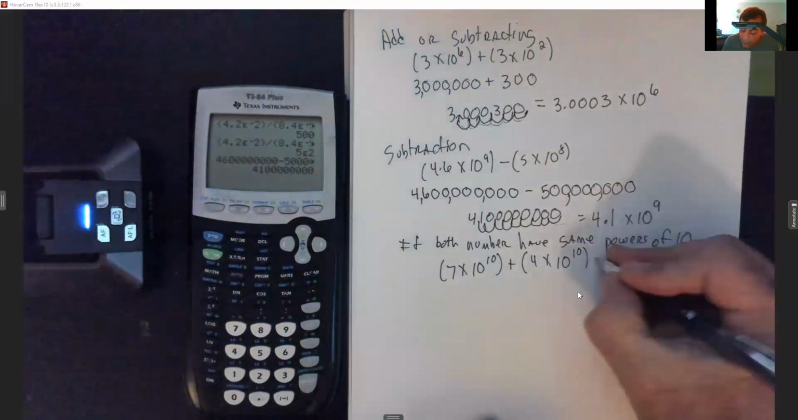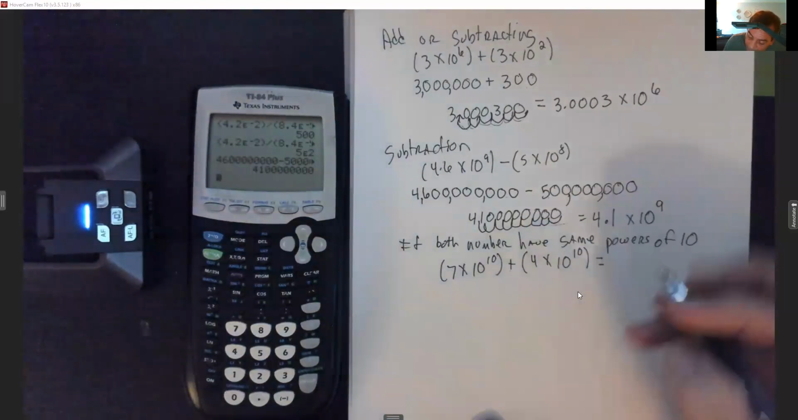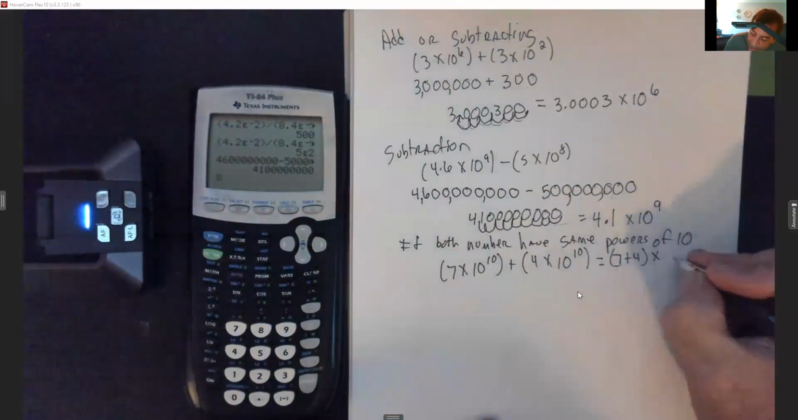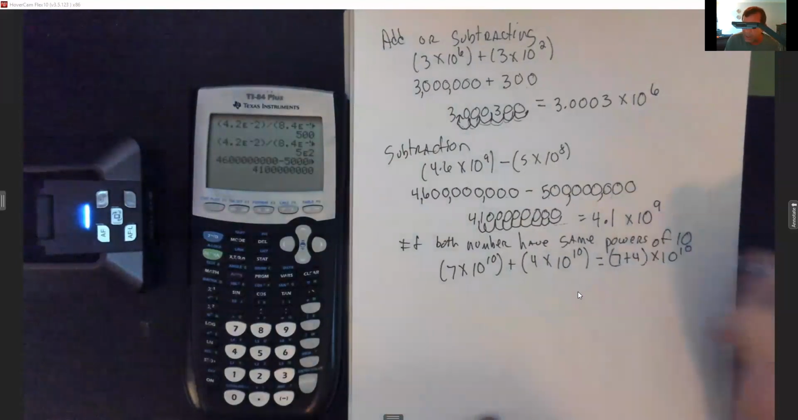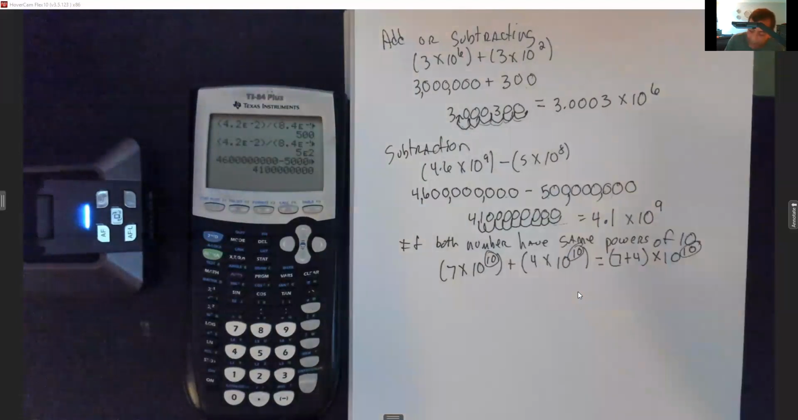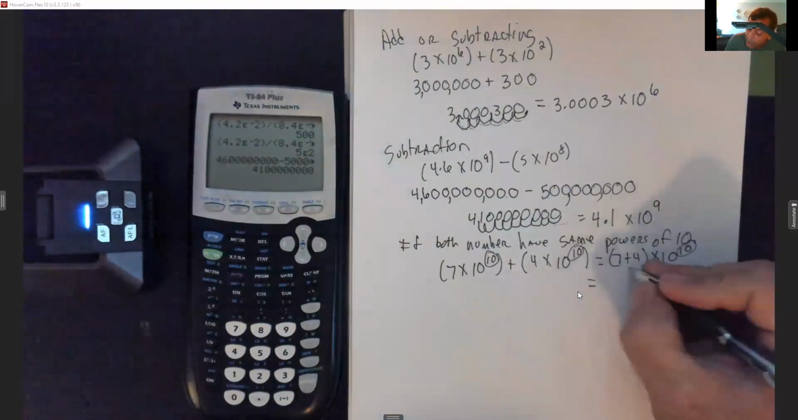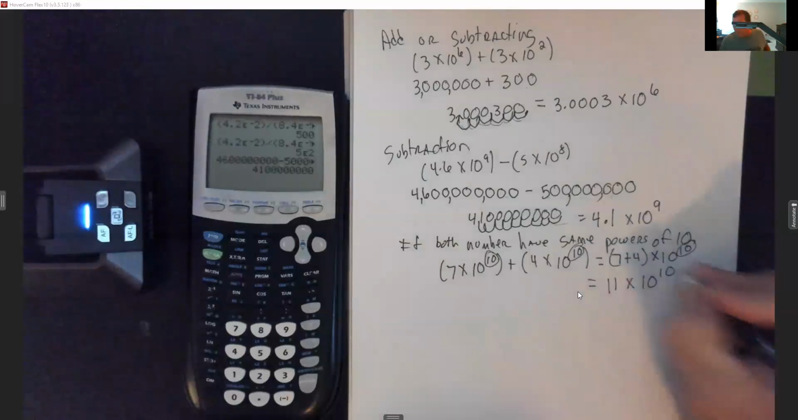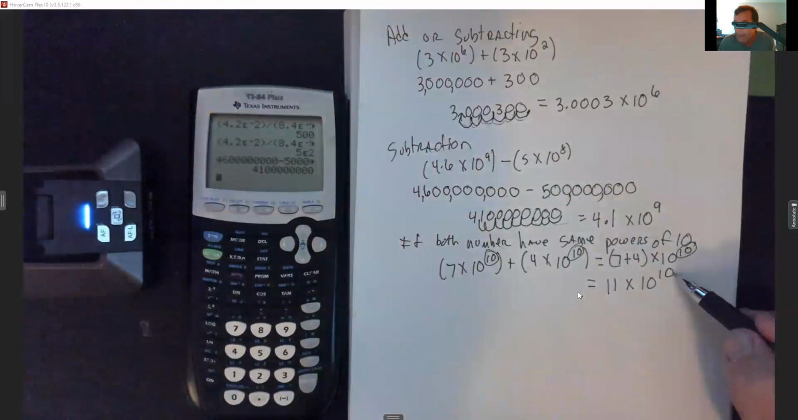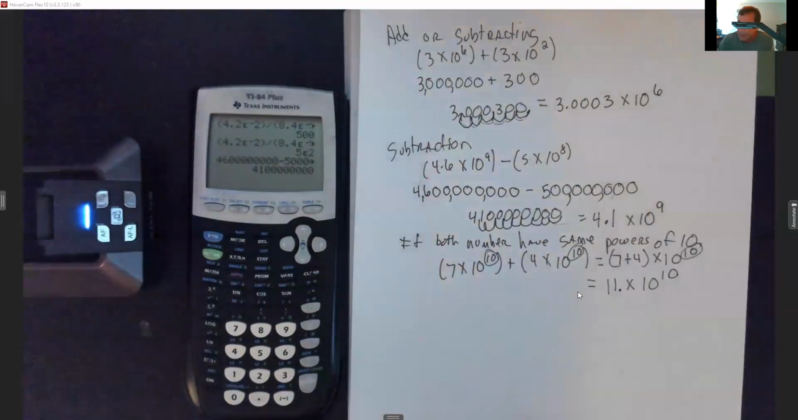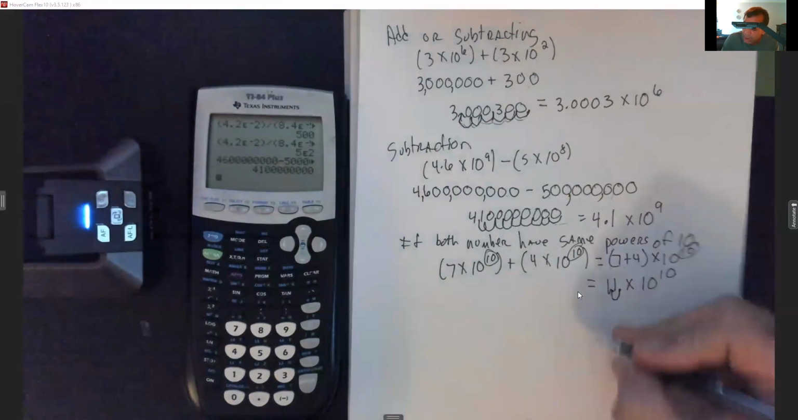So what you would do, 7 plus 4 would be the first number. And then that would be times 10 to the 10th. So since these powers match up, the answer automatically has that power. So watch what you do. 7 plus 4 is 11 times 10 to the 10th. At that moment, they still got the same power, right? Oh, but guess what? That's not written in scientific notation because the decimal's right there at the moment. We need to move that decimal 1 unit to the left.